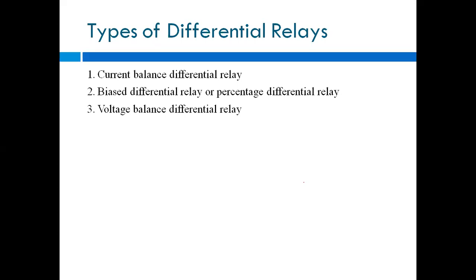It shows how the current is flowing, how the different currents flow, and how that faulty current is flowing. In this chapter we are seeing only the overview of the types of relays and how they operate. When we see the applications, then you'll understand how they can be operated. Here there are three types of differential relays. First is the current balanced differential relay.